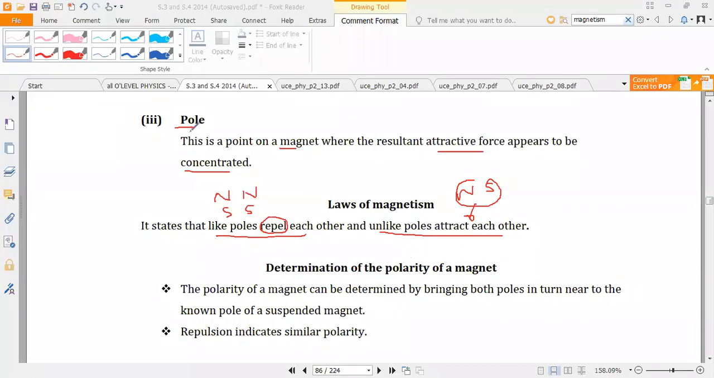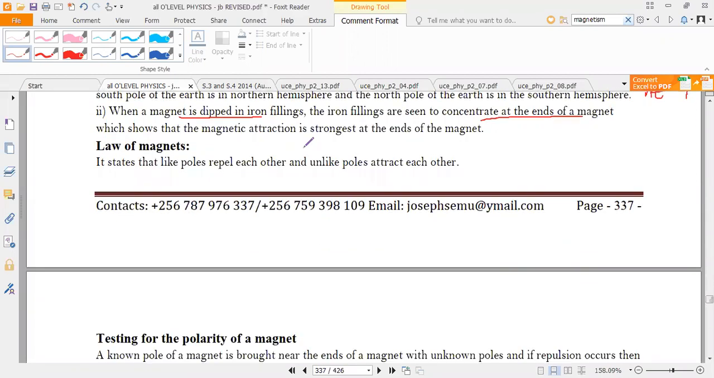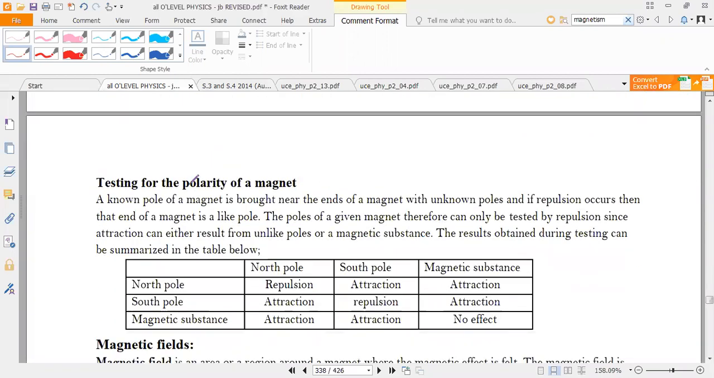So we had talked about polarity of a magnet, and basically we said polarity relates to the poles of a magnet, and we also defined the poles of a magnet. So let's look at how we can test for polarity of a magnet, meaning how do we determine whether the pole of a magnet is a north pole, or how do you know that the pole is a south pole? That is what we call testing for polarity of a magnet.